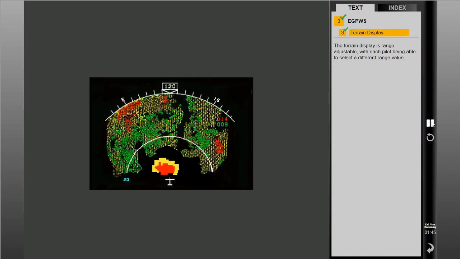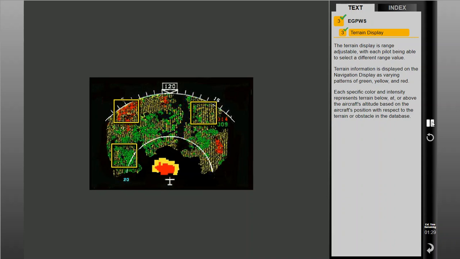The terrain display is range adjustable, with each pilot being able to select a different range value. Terrain information is displayed on the navigation display as varying patterns of green, yellow, and red. Each specific color and intensity represents terrain below, at, or above the aircraft's altitude, based on the aircraft's position with respect to the terrain or obstacle in the database. The density and color are functions of the proximity of the aircraft to the terrain.